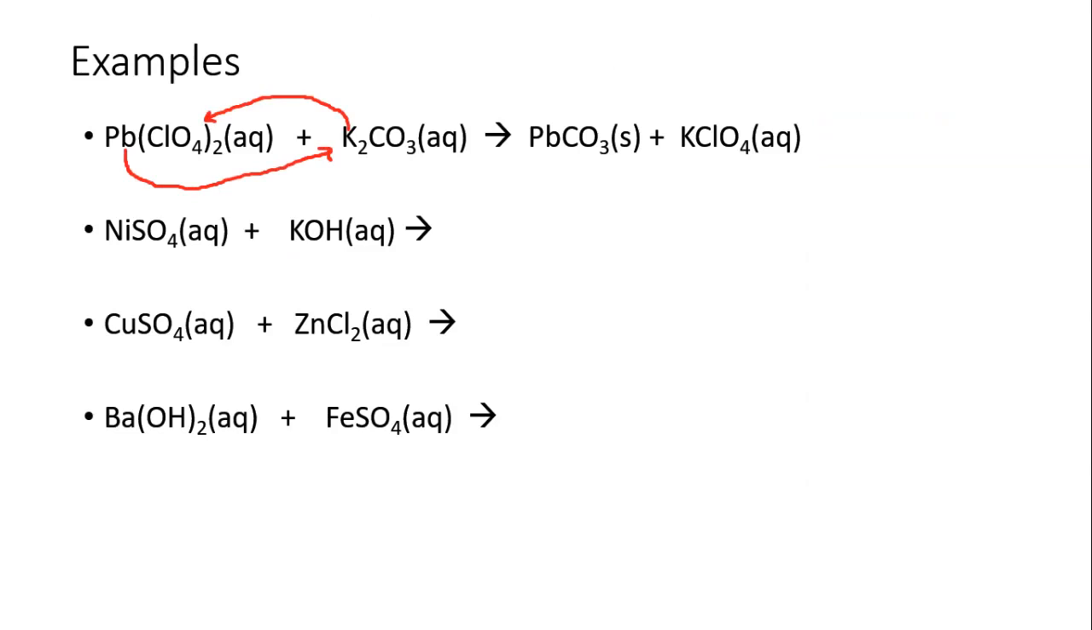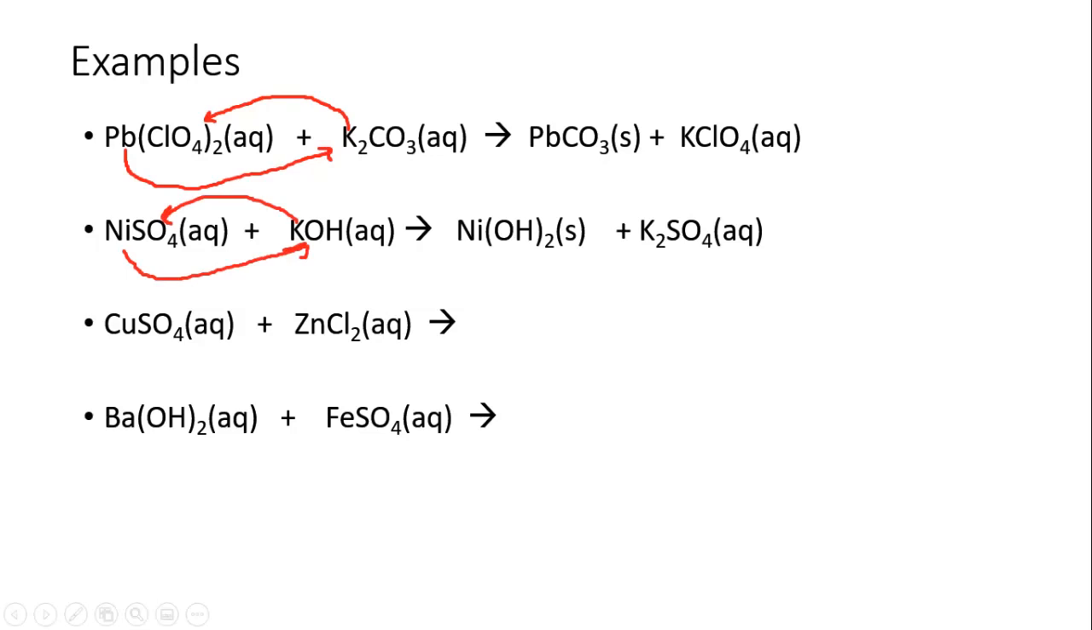Next, we have 2 aqueous solutions. The nickel reacts with the hydroxide, the potassium reacts with the sulfate. We get 2 new products. And based on the solubility rules, we know that nickel 2 hydroxide is insoluble and potassium sulfate is a group 1 salt, it's soluble.